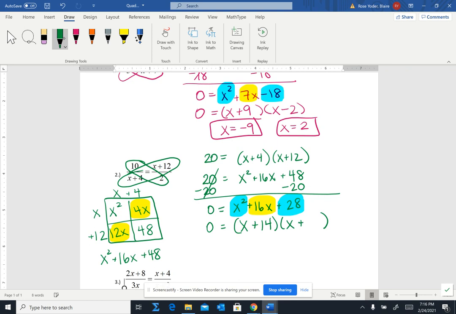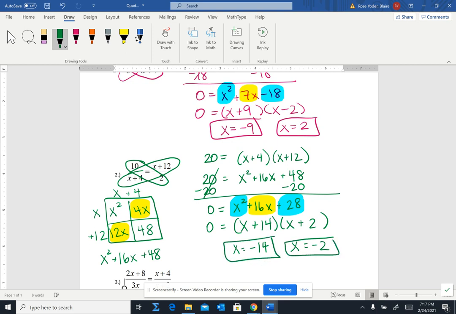It's positive 28, so I'm going to go positive 14 and positive 2, because if I multiply that back out, I'll get 14x and 2x, which adds up to 16x. All right, so if we use our zero product property, x needs to be negative 14 because negative 14 plus 14 is 0, and x needs to be negative 2 because negative 2 plus 2 is 0.